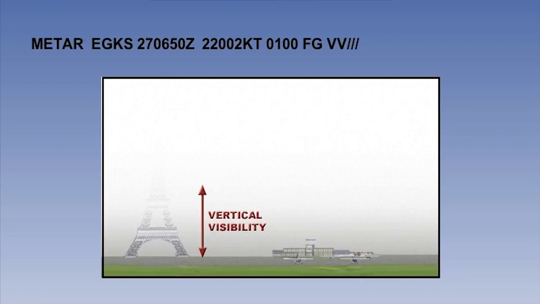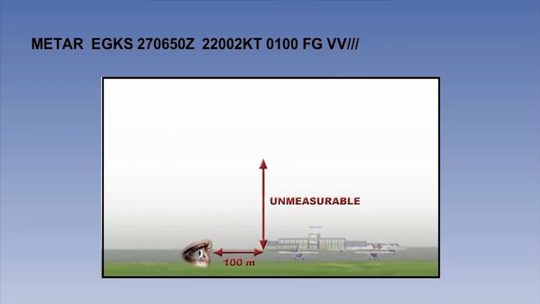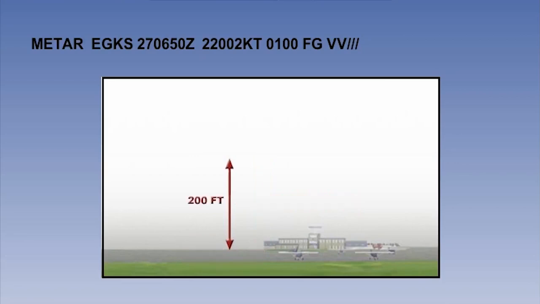Let's look at a typical example. Here we see that there is a light southwesterly wind with a visibility of 100 meters in fog, and a vertical visibility that the observer could not measure. Therefore, no value was given. Occasionally, you will see this group have a figure, for example, VV002. This states that in this case the vertical visibility is measured at 200 feet.